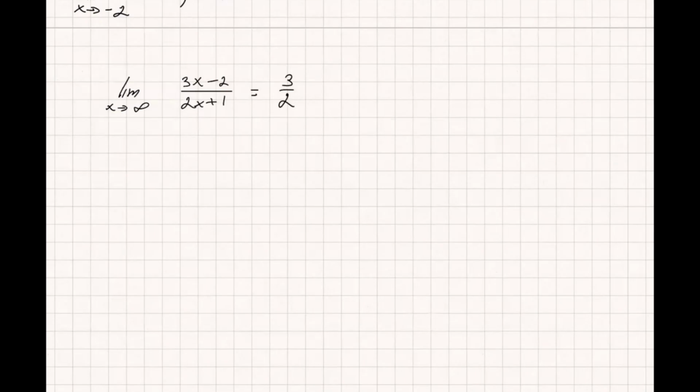and we have the horizontal asymptote at x equals 3 over 2. If you want to do it a longer way, you can simply divide everything by the leading x of the denominator. So you would have the limit as x approaches infinity of 3x over x minus 2 over x, divided by 2x over x plus 1 over x.